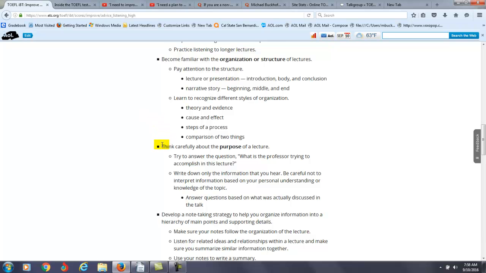The next one says, think carefully about the purpose of the lecture. So what is the professor trying to accomplish in the lecture? Write down only the information that you hear. Be careful that you're not interpreting information based on your personal understanding or knowledge of the topic. So you're just focusing on the facts. It says, answer questions based on what was actually discussed in the talk.